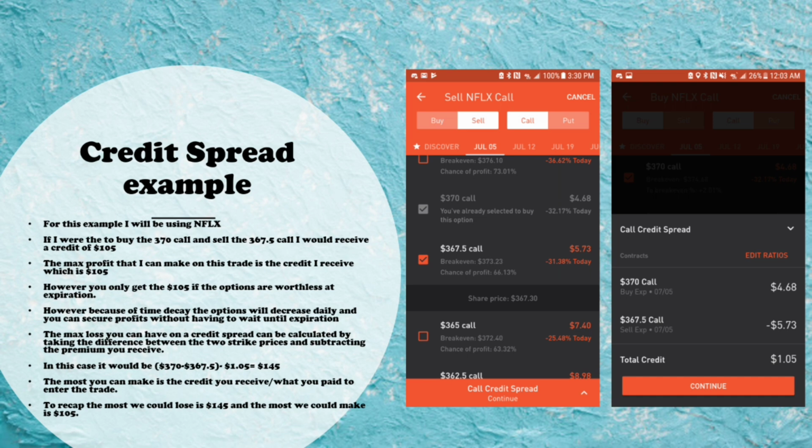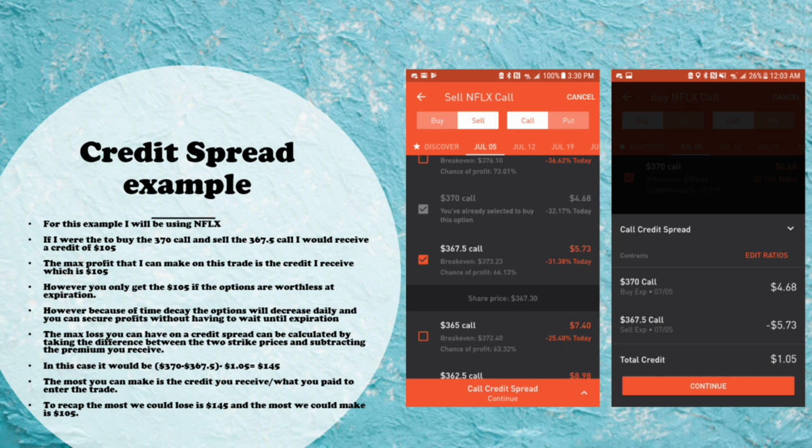So in this example, I will be using NFLX as the credit spread. If I were to buy a 370 call and sell a 367.5 call, I would receive a credit of $105. This credit is the max profit that I would be able to make. However, I would only get the $105 if the options are worthless at expiration. However, because of time decay, the options will gradually decrease leading up to expiration, and you can take profits without having to wait until the day of expiration.